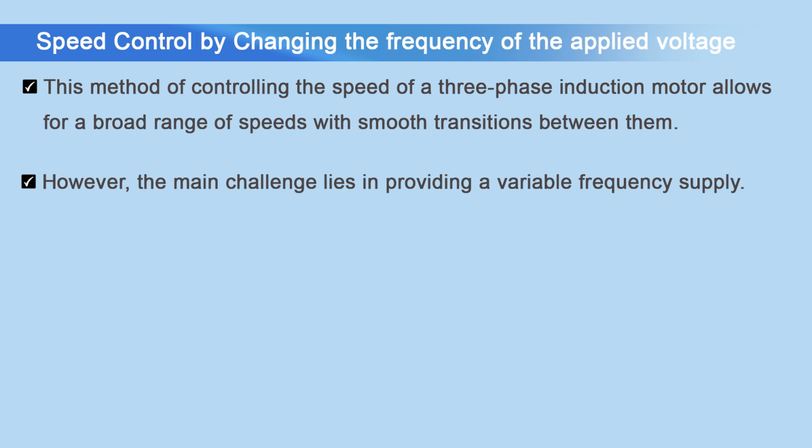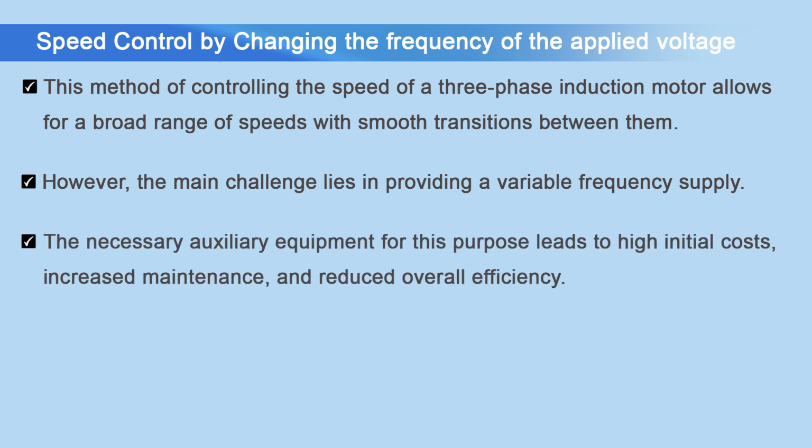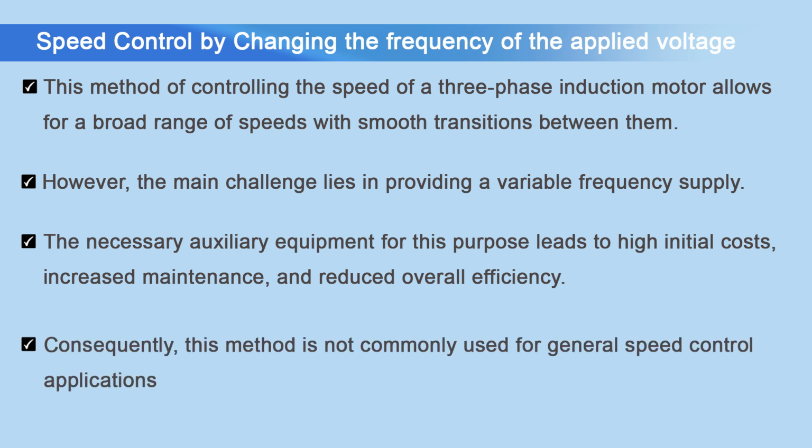lies in providing a variable frequency supply. The necessary auxiliary equipment for this purpose lead to high initial costs, increased maintenance, and of course reduced overall efficiency. And consequently, this method is not commonly used for general speed control applications.